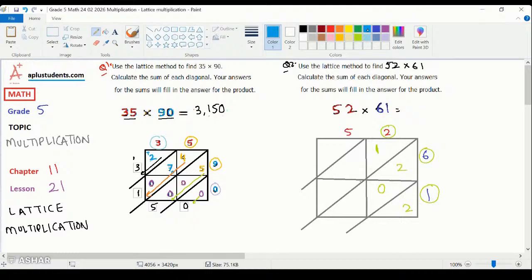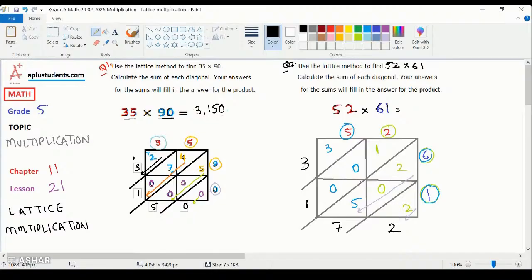So let's see now with this. 5 multiplied by 6 is 30, right? So 30 means 3 tens, 0 units. 5 multiplied by 1 would be 5, so 0 tens and 5 units, right? Now what we do is we add the diagonals. 2 comes as it is. When we add this diagonal, it becomes 2 plus 0 is 2, plus 5 is 7. Let's add these diagonals. This becomes 1 and 3.